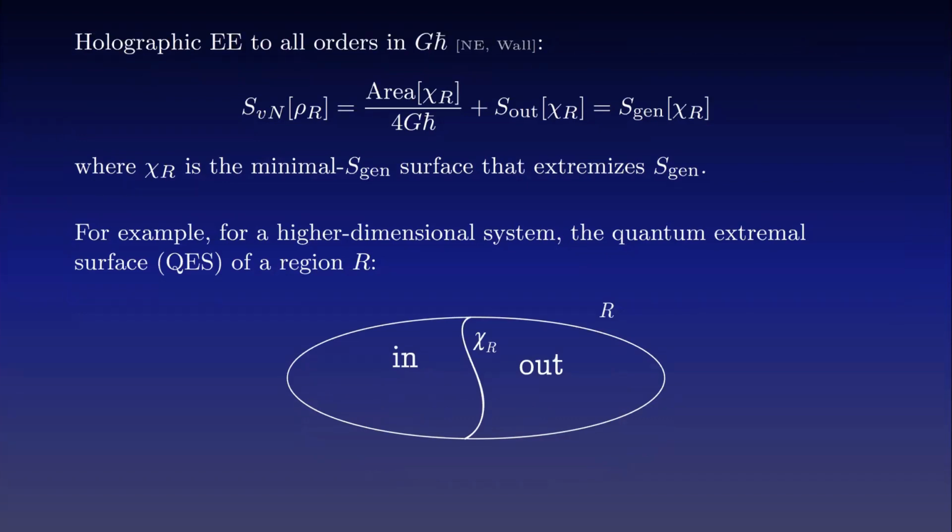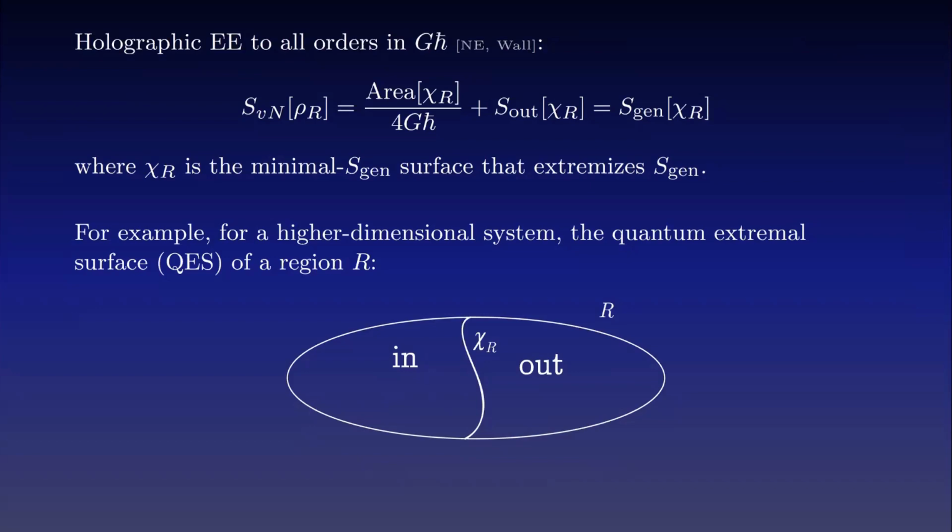To generalize to all orders in GH bar, we still compute, you could say, the same quantity, this area over 4GH bar plus von Neumann entropy, this generalized entropy. But the way we do this is not by looking at the surface that extremizes the area, but rather the surface that extremizes the generalized entropy. So this is a different surface. It extremizes instead area over 4GH bar plus S out. And that's what I call this chi-R over here. If you have multiple such surfaces, you take the minimal generalized entropy surface.